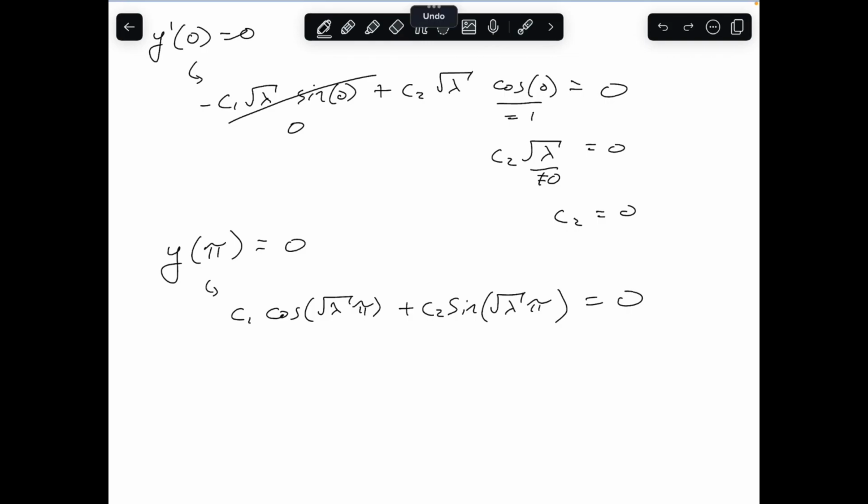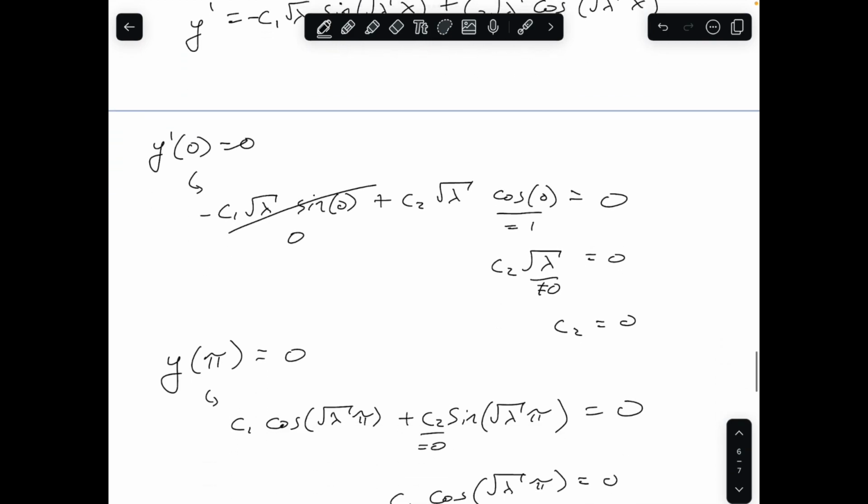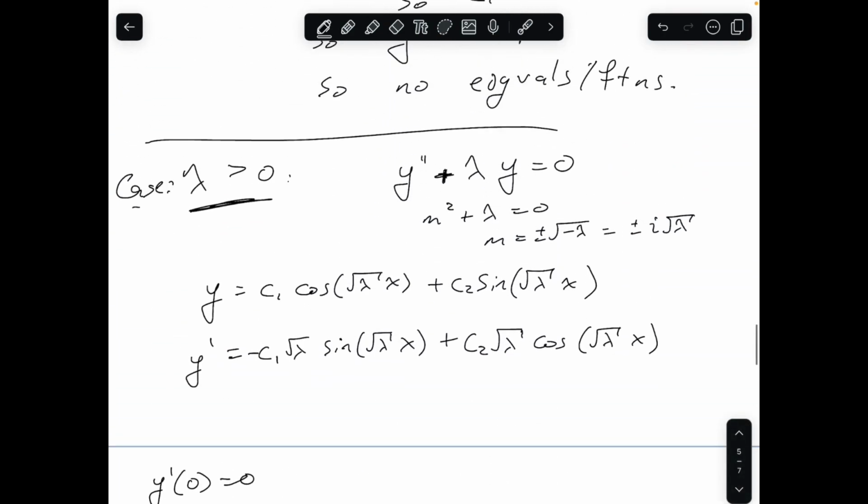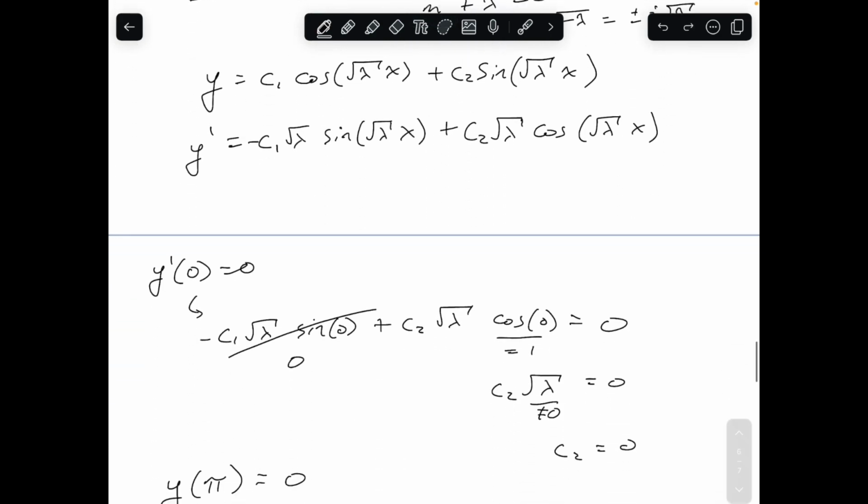We already know that c2 of pi is equal to 0. We know that c2 is equal to 0. And so even though we don't know what sine of root lambda times pi is equal to, it doesn't matter because that whole term is just going to be 0 anyway. So we need that c1 cosine of root lambda times pi is equal to 0. And remember, what we're searching for is non-trivial solutions. So if c1 was equal to 0, then that would tell us that our function y is equal to 0, and that would not be helpful. We're looking for non-trivial solutions to this.